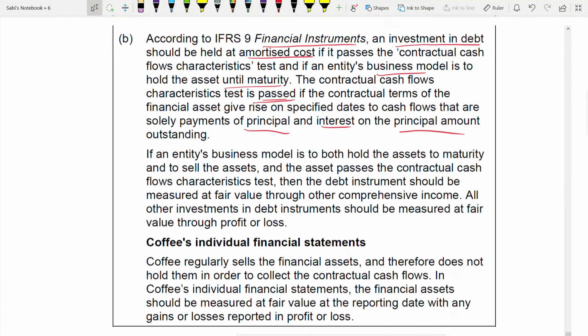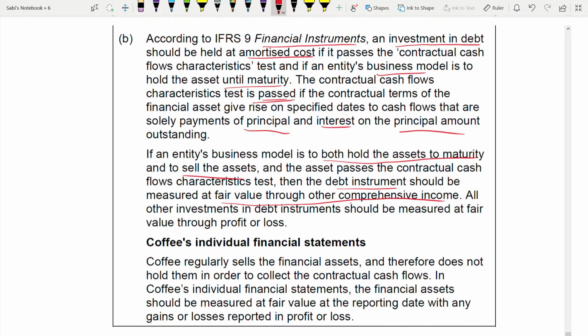So first you have to state the rules from IFRS 9 before you bring this into the case study for individual and consolidated financial statements. But what if the business model is to hold the asset to maturity and then sell the asset? That means you're selling that loan, because your asset is that loan, which is an investment in debt. Then the debt instrument should be measured at fair value through other comprehensive income. Then you cannot hold it at amortized cost because you're selling it.